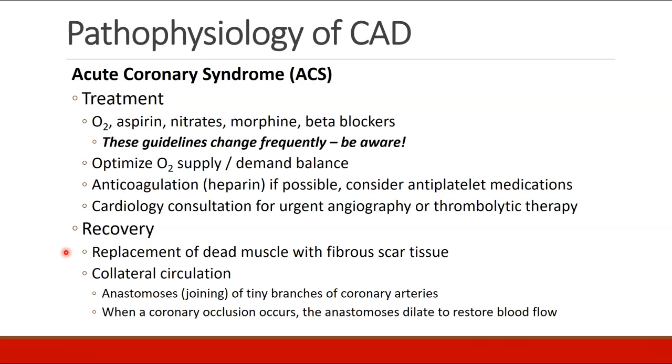How do patients recover from the acute coronary syndrome? Well, cells that have died will be replaced with fibrous scar tissue. And collateral circulation plays an important role. Tiny branches of coronary arteries will anastomose or join together. And at places where a coronary occlusion occurs, the anastomoses will dilate in order to restore blood flow to the affected area of the heart.